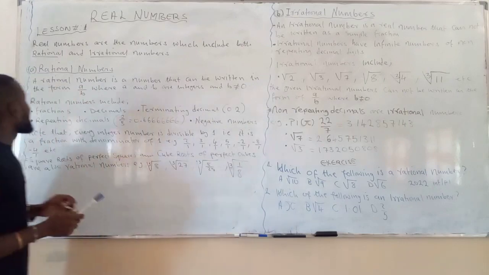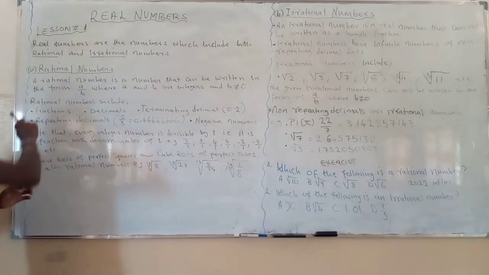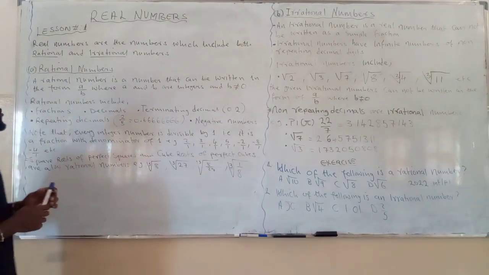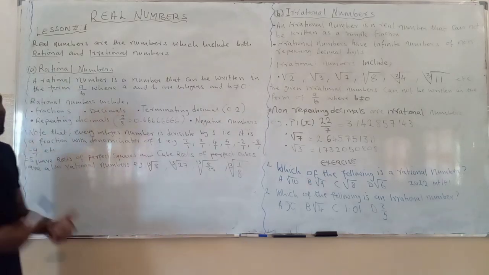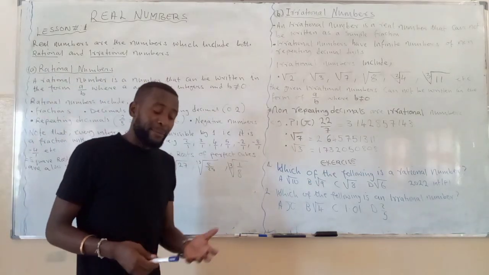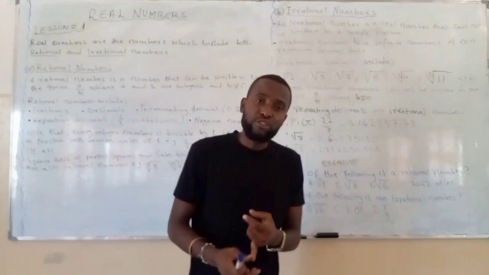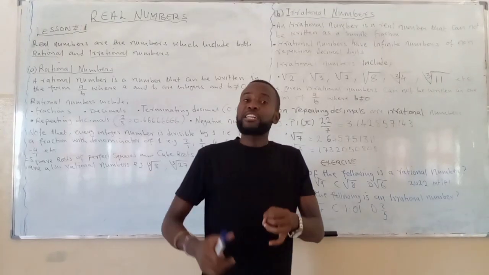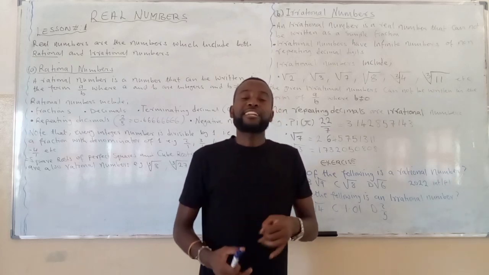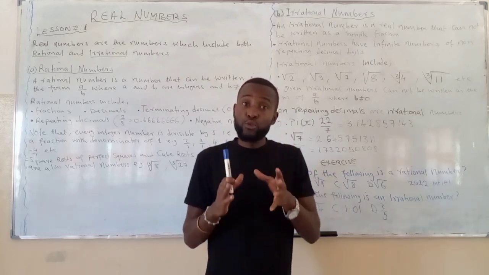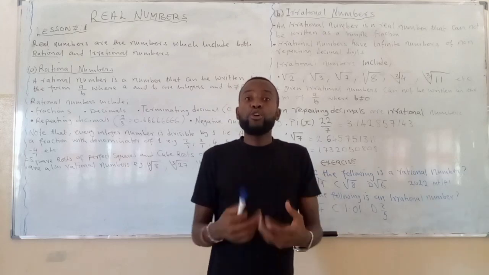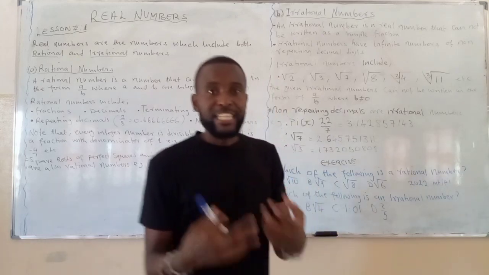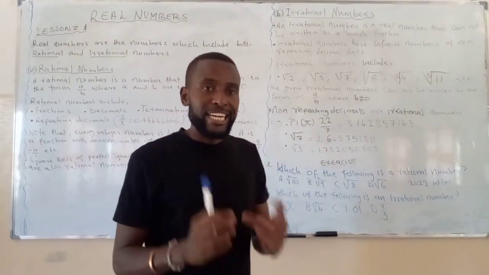Now, what is a real number? Real numbers are numbers that include both rational and irrational numbers. So you need to know what a rational number is, and you need to know what an irrational number is. And you need to be able to differentiate between these two. Then it means that you know what real numbers are. So let us begin with the rational numbers.